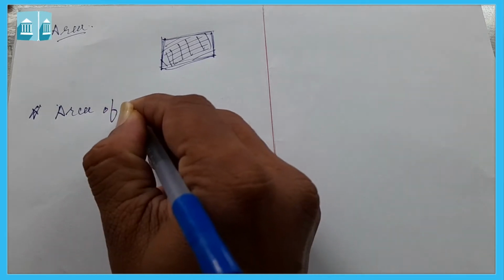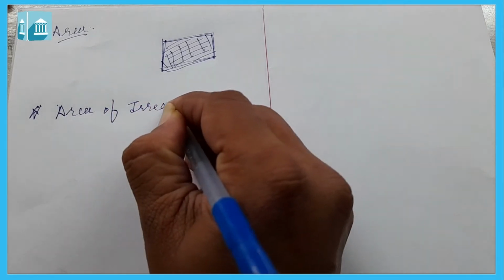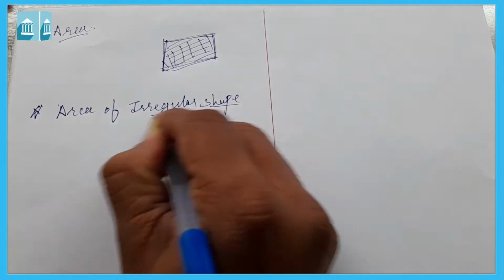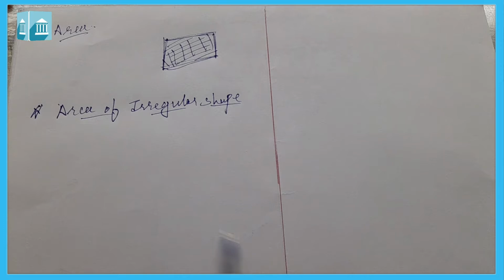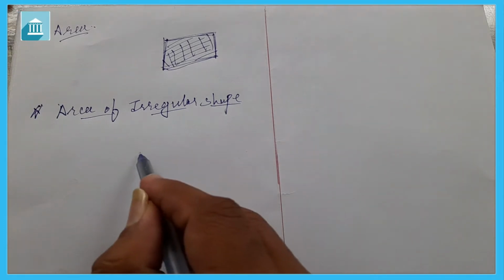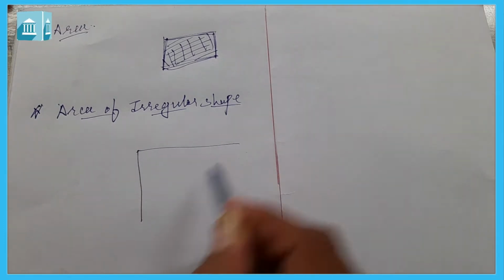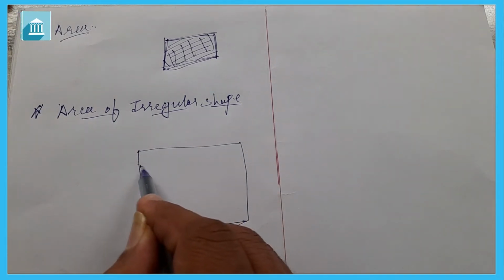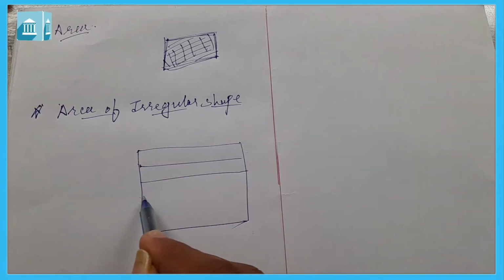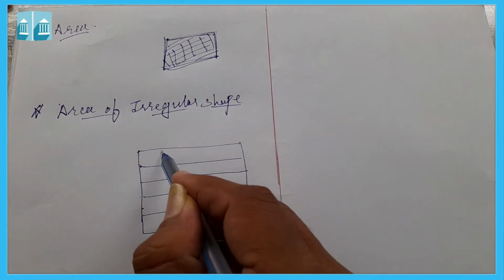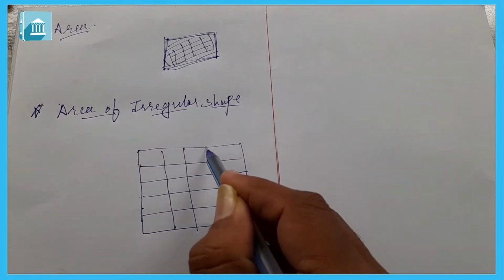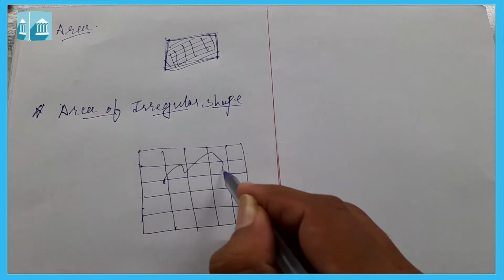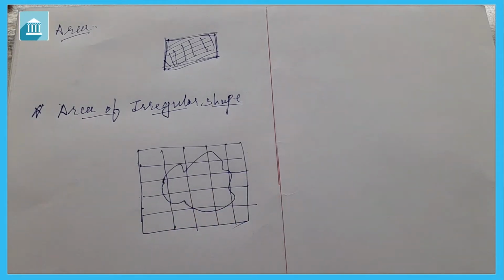Area of irregular shape. Let us see how to find it out. For example, let us first draw one rectangle like this. Suppose this is the square. Now we have to find out the area of this shape.